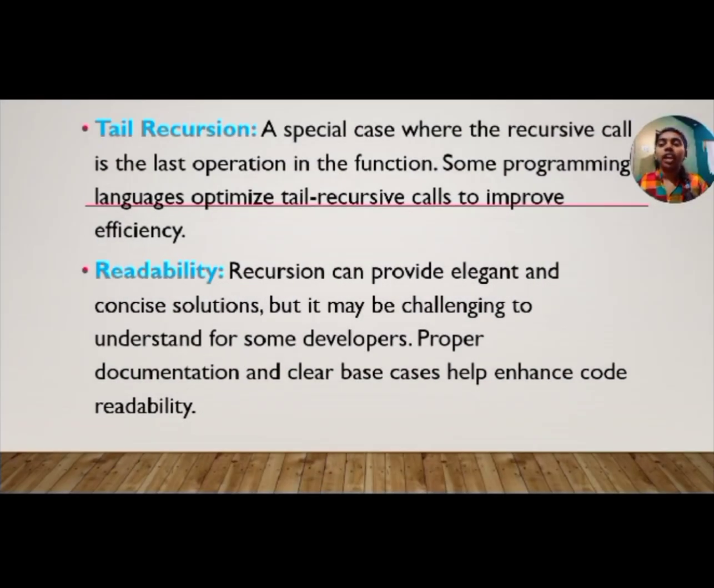Tail recursion, a special case where the recursive call is the last operation in the function. Some programming languages optimize tail recursive calls to improve efficiency. Then, readability. Recursion can provide elegant and concise solutions, but it may be challenging to understand for some developers. Proper documentation and a clear base case help to enhance code reliability.